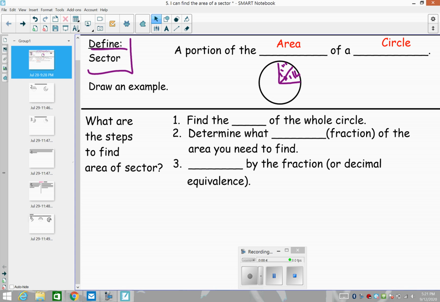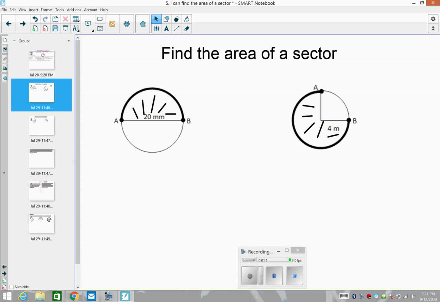So the first thing we're going to do is find the area of the entire circle. Then we're going to determine what part of the circle we're talking about. What part of the circle do we still have pizza left? And then we multiply. So again, the same steps that we did last time, we're just using a different formula. If you need to pause the video at any time, go ahead and do that. Otherwise, we're going to dive in and start working on this.